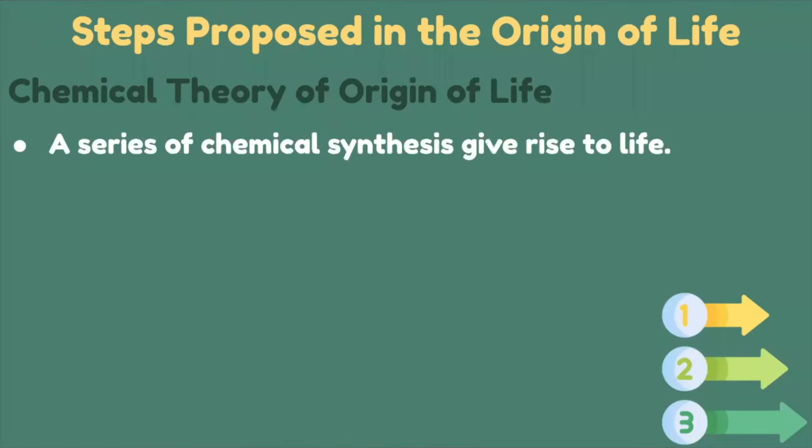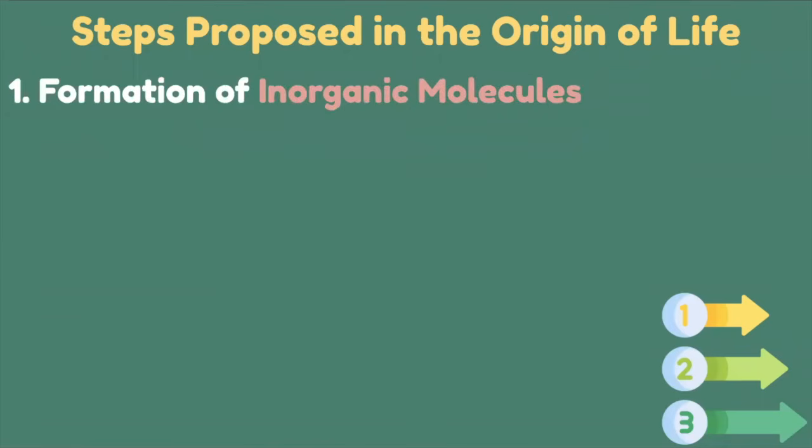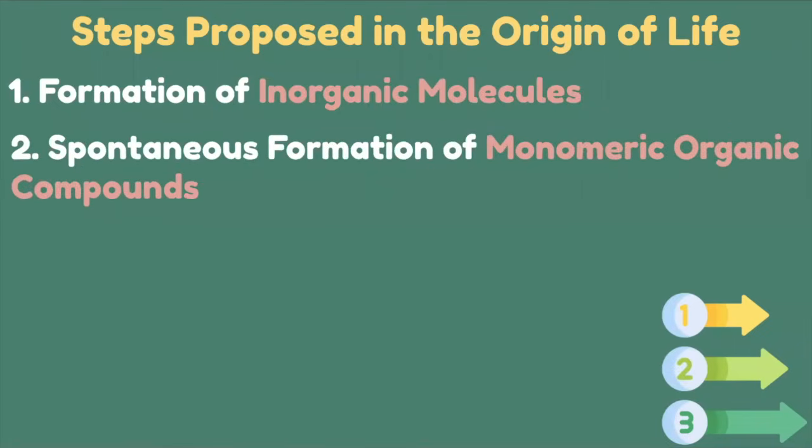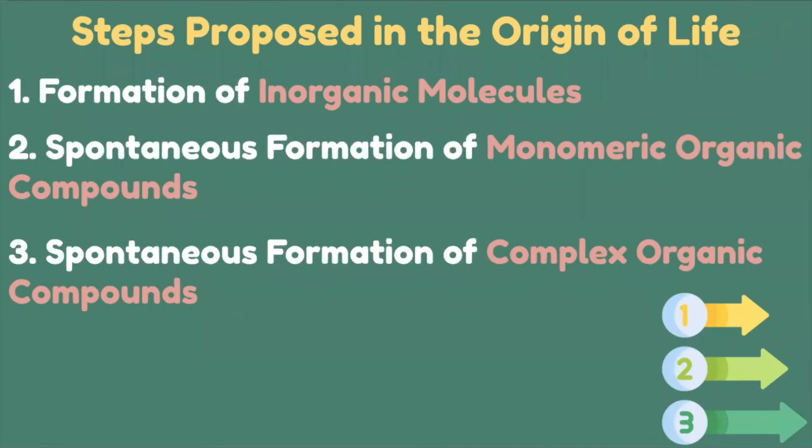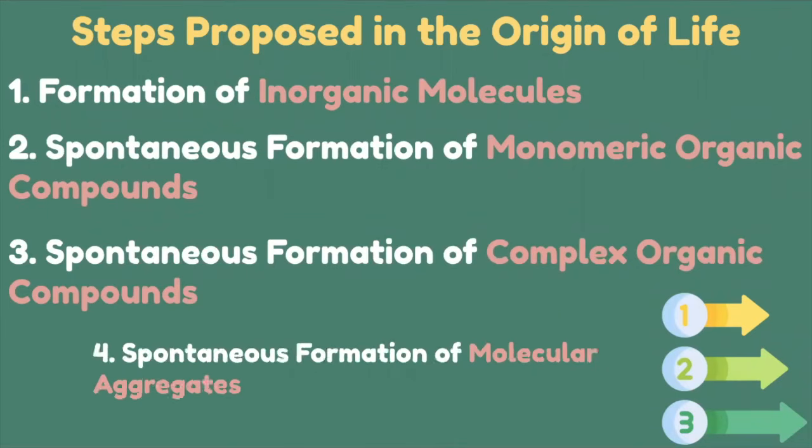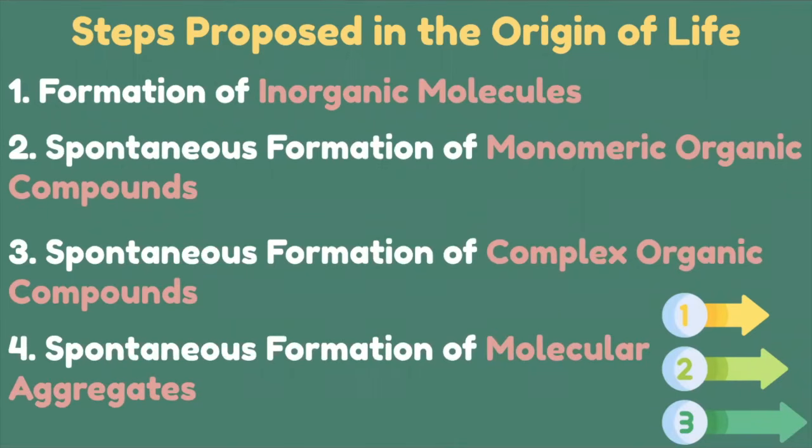So according to the chemical theory of the origin of life, a series of chemical syntheses give rise to life. As per the hypothesis, the origin of life has four major steps. First is the formation of inorganic molecules, followed by the spontaneous formation of monomeric organic compounds, followed by the spontaneous formation of complex organic compounds, and lastly, the spontaneous formation of molecular aggregates. Okay, so let's talk about these steps one by one.